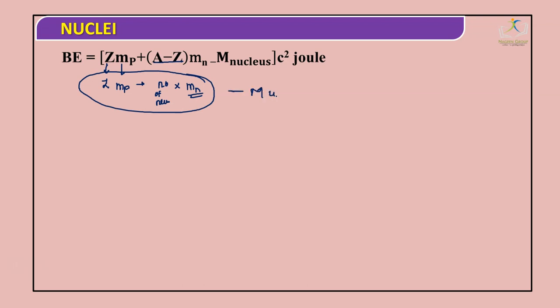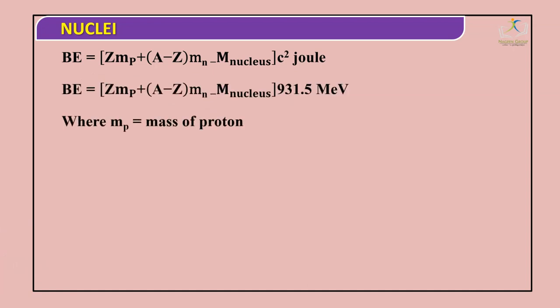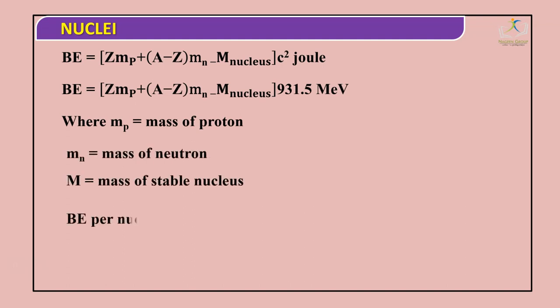And again what I did, just subtract the mass of the nucleus. So this value comes out as delta m. And we know binding energy is delta m times c squared. So I just put this value over here. Now, where mp is the mass of a proton, mn is the mass of a neutron, and m is the mass of the stable nucleus.